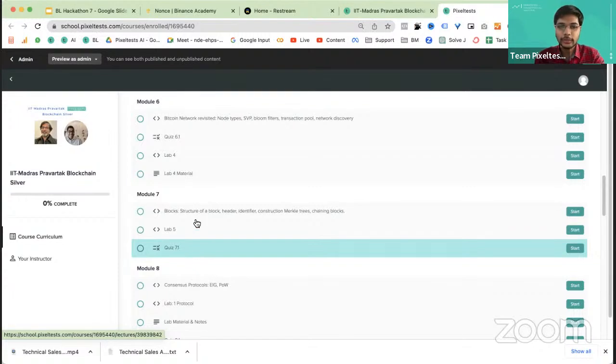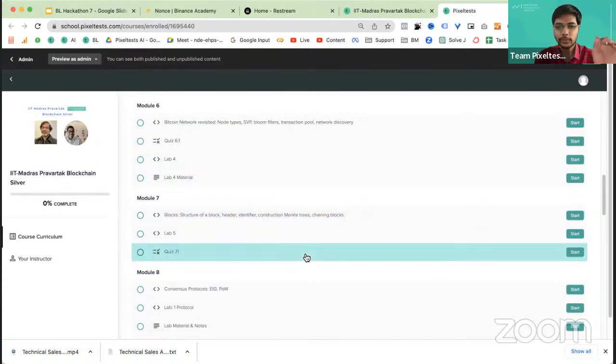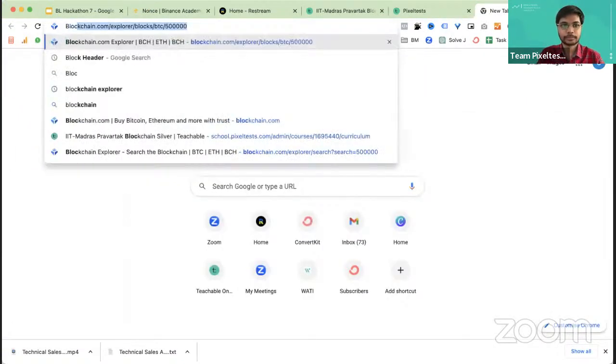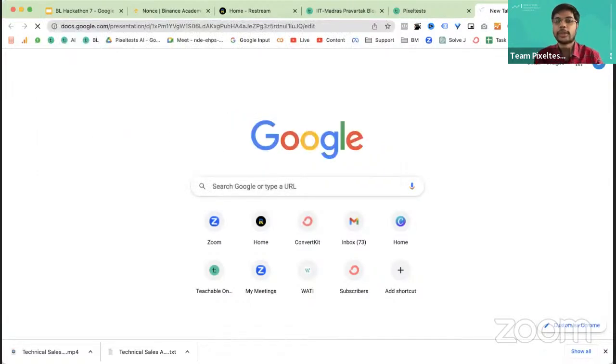Today we are going to cover module 7, which is blocks and an introduction to nonce, the one element that was there in the block's header. So we are going to discuss that. I'm going to quickly revise what we have done in our previous session, hackathon 6.